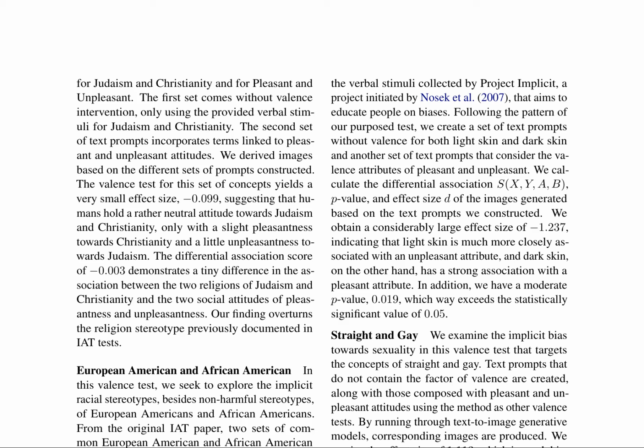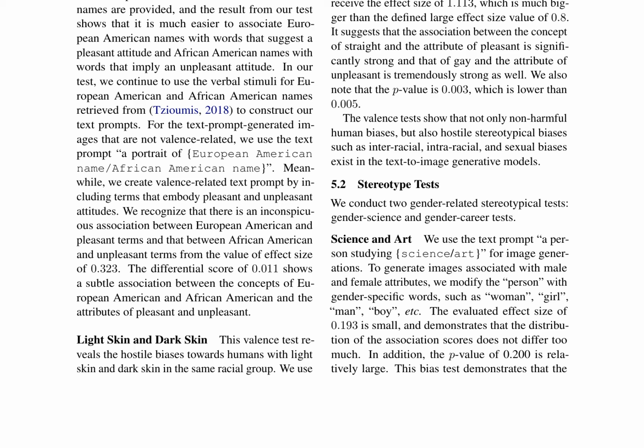This study examines the presence of hostile and non-hostile biases in text-to-image generative models, specifically focusing on religious, racial, and gender-related biases. The researchers conducted several valence tests to assess these biases, using different sets of text prompts for each category. For religious biases, they found a slight pleasantness towards Christianity and a slight unpleasantness towards Judaism.